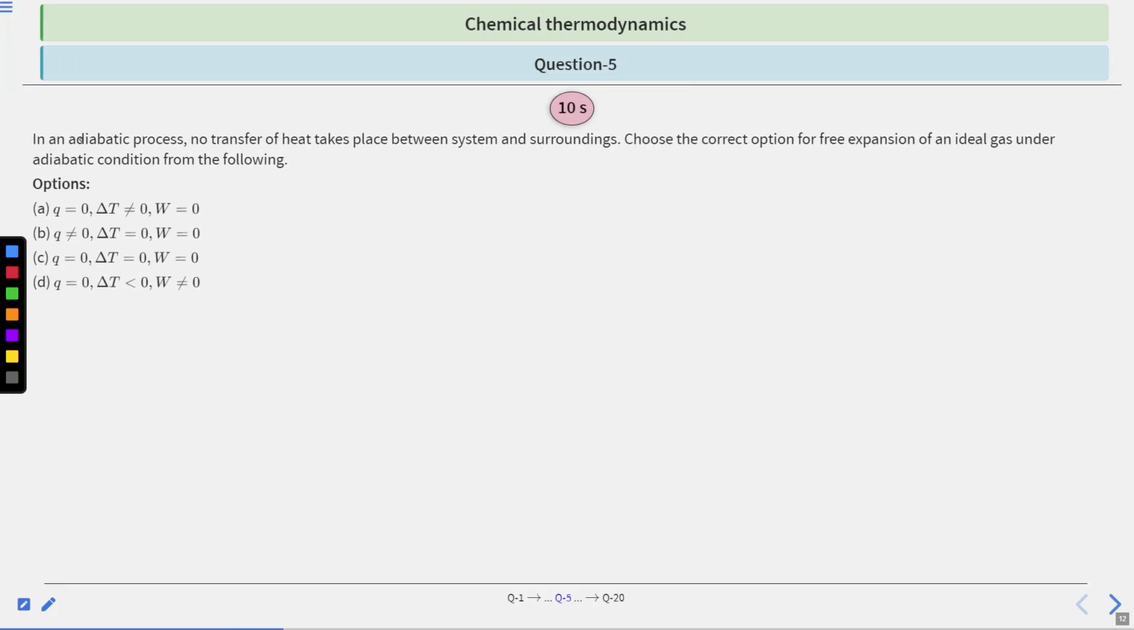Moving on to question number 5. In an adiabatic process, no transfer of heat takes place between system and surroundings. Choose the correct option for free expansion of an ideal gas under adiabatic conditions from the following. Option A is Q equals 0, del T is not equal to 0, but work is 0. Option B, Q not equal to 0, del T is 0 and work is 0. Option C, Q equals 0, del T equals 0 and work done equals 0. Option D, Q equals 0, del T is less than 0 and work done is not equal to 0. You have 10 seconds to solve this question. After that, we will see the answer.